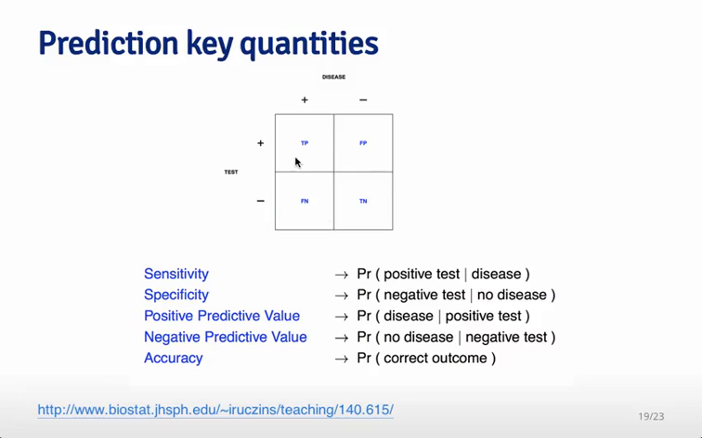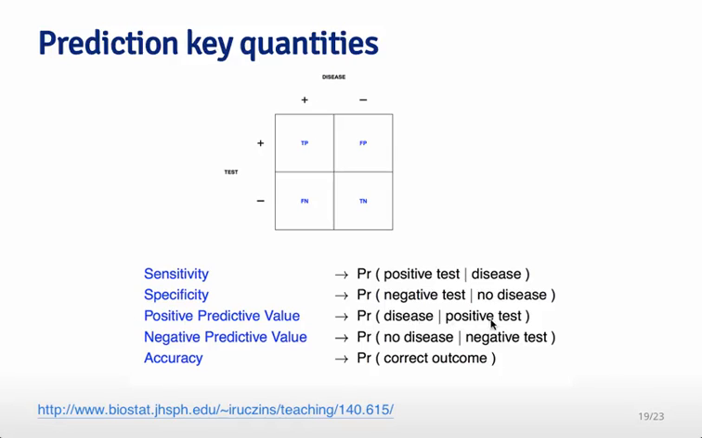So if you have the disease and you test positive, then you're a true positive. If you do not have the disease and you test positive, that's a false positive. If you have the disease but don't test positive, that's a false negative. And if you don't have the disease and you test negative, that's a true negative. Some quantities that you need to pay attention to are the probability you have a positive test given you have disease, that's sensitivity. The probability you have a negative test given you have no disease, that's specificity.